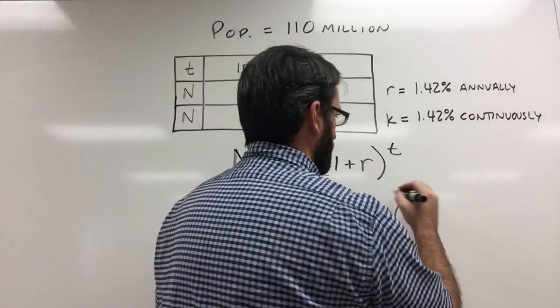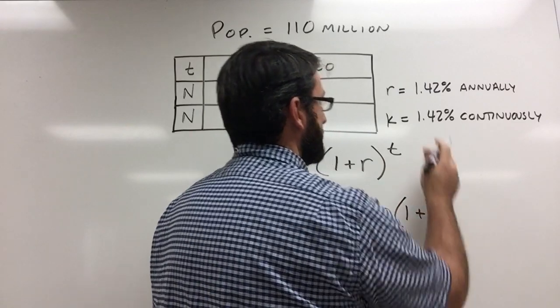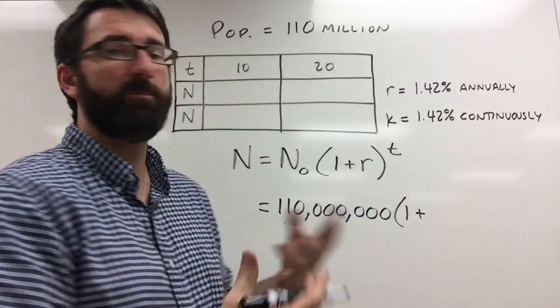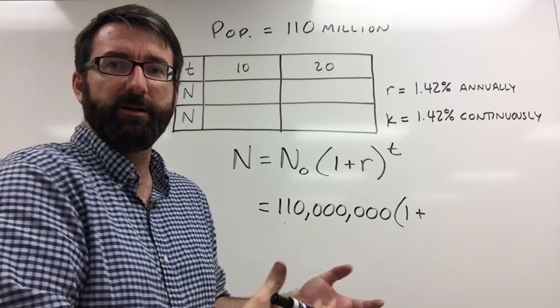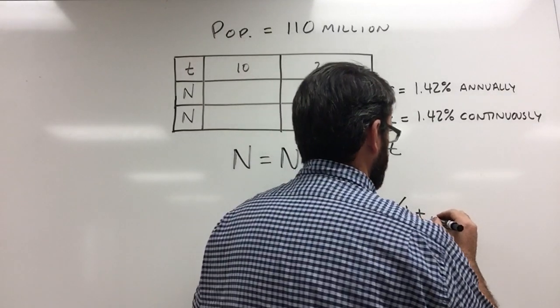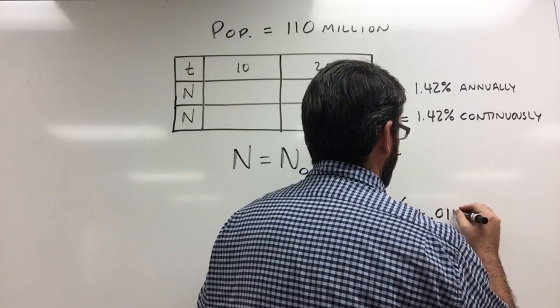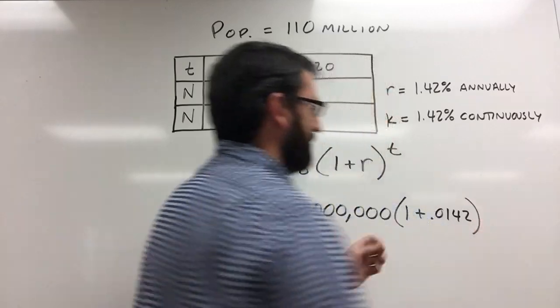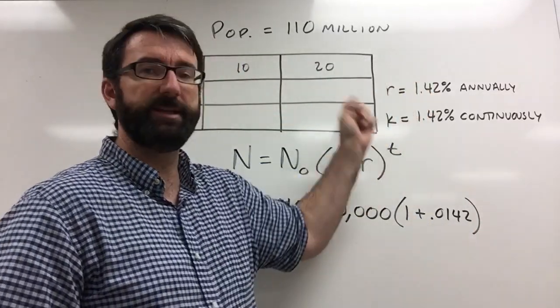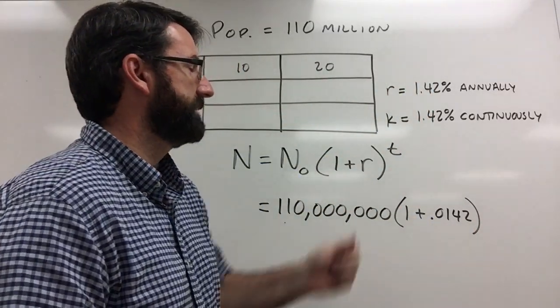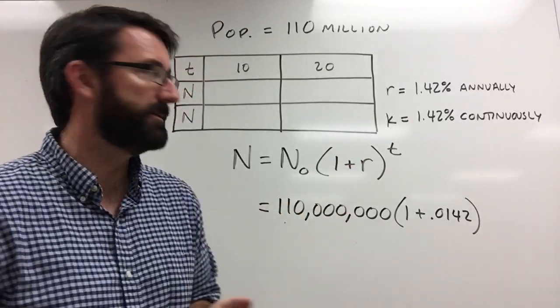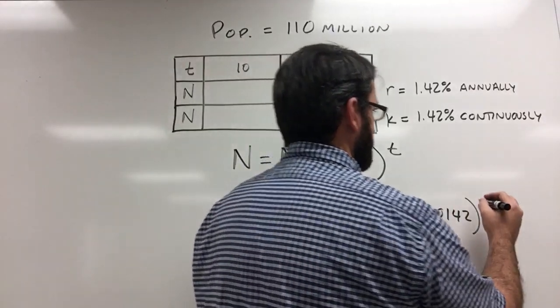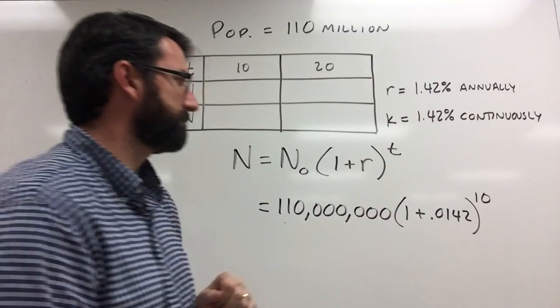And then we're going to multiply that by 1 plus the annual growth rate, which is 1.42%, but we need to put that as a decimal. So that's going to be 0.0142. Remember, we need to move the decimal point 2 places to the left. And then that's going to be to the 10th power.